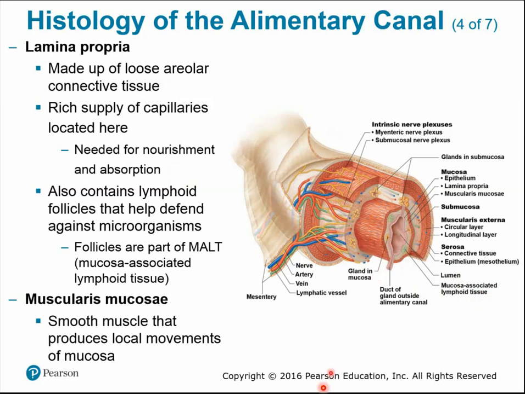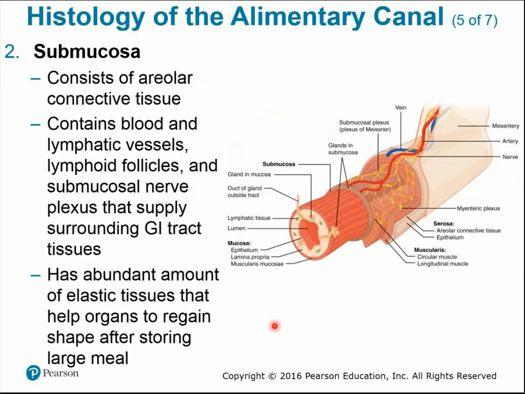within this mucosa layer. Okay, so looking at the submucosa, it's composed of an areolar connective tissue. So a loose connective tissue is going to contain the blood vessels, the lymphatic vessels, and the nerve plexus that's going to surround these GI tract tissues. It's also abundant in elastic fibers, elastic tissues, so that the GI tract, the digestive organs, can restore their original shape after they've been storing a meal.